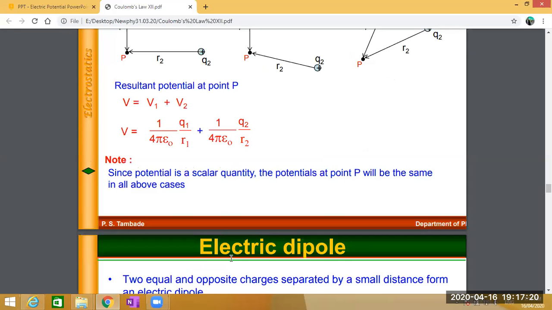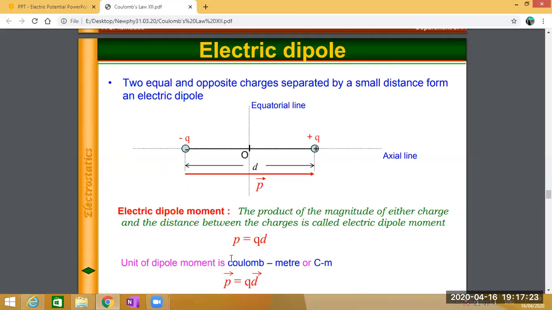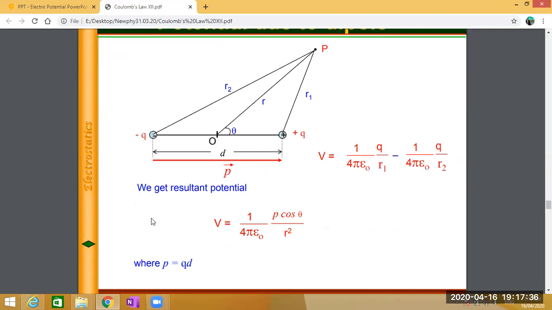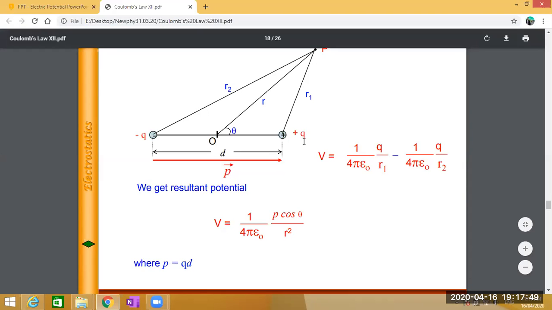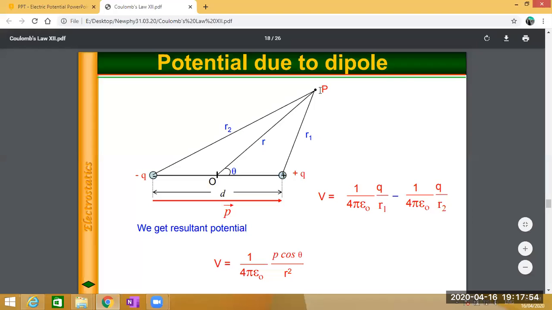So next, we have to calculate the electric potential due to a dipole. The electric dipole we have already discussed, so we don't need to discuss it again. Remember, a dipole is a system of equal and opposite charges. Here is the negative charge and here is the positive charge, and this is the center of the dipole. At point P, we have to determine the electric potential due to these charges.